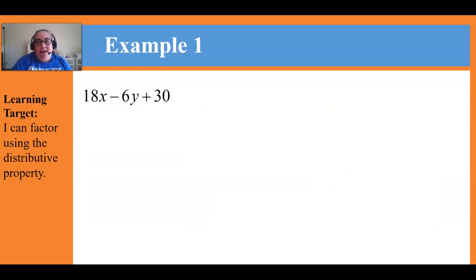So, taking a look at our first example, 18x minus 6y plus 30, our first job is to figure out what is the greatest common factor of 18, 6, and 30. So that greatest common factor is 6. If you need help finding that out, please notify your teacher as soon as possible. But we're going to move forward assuming that you already know how to get the greatest common factor.